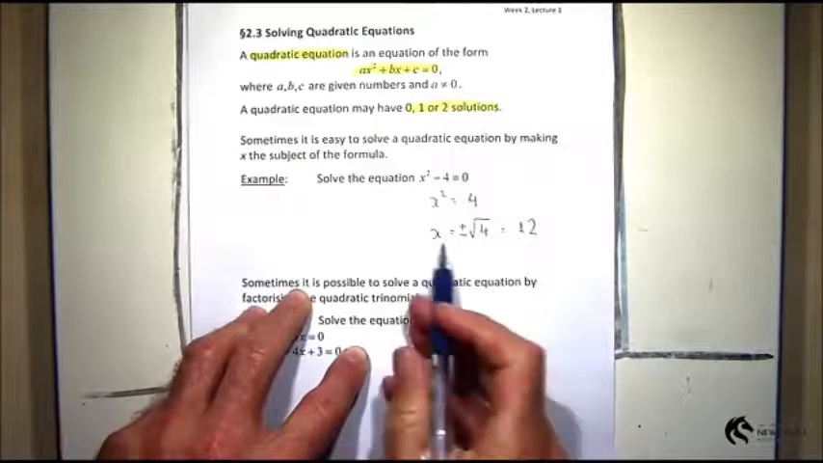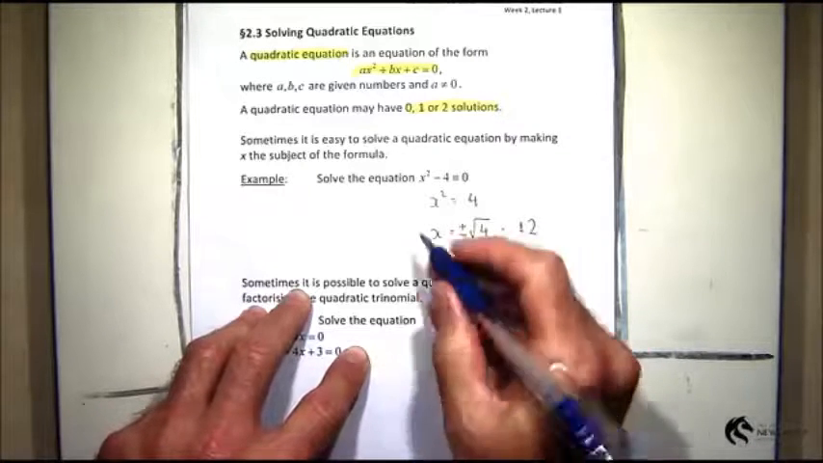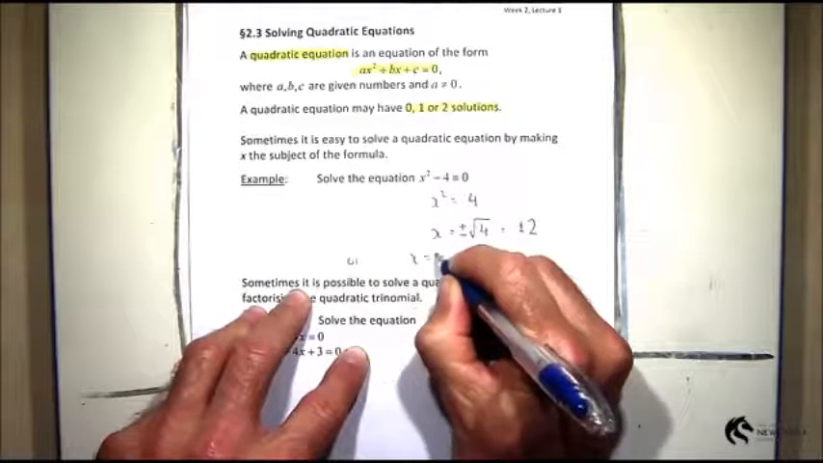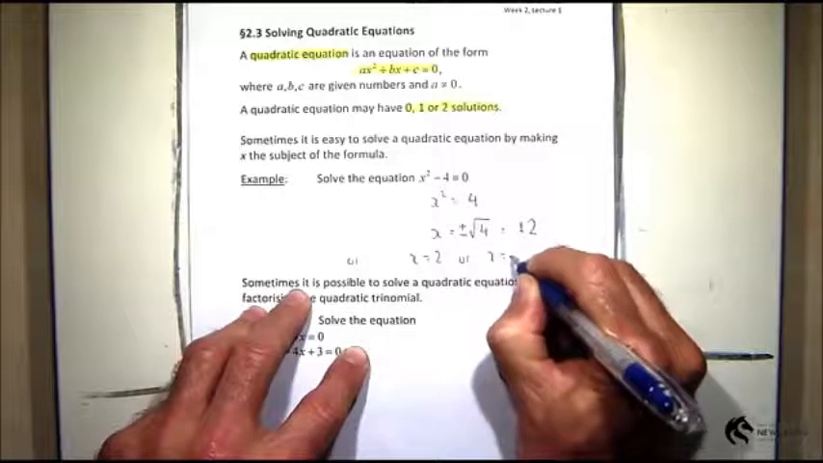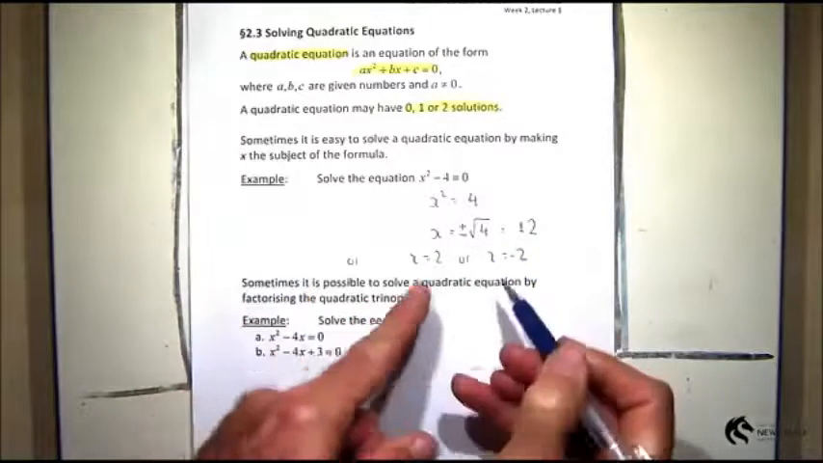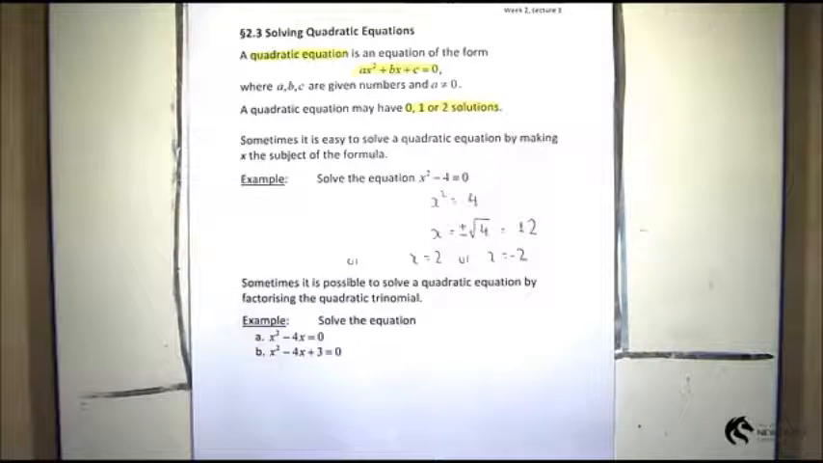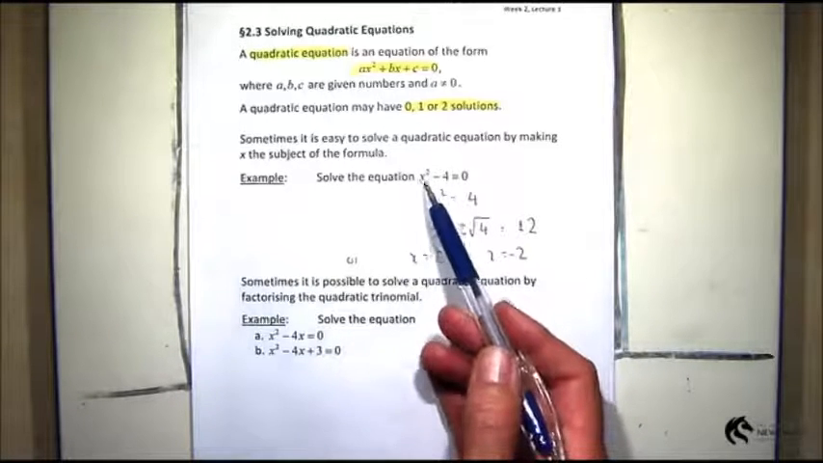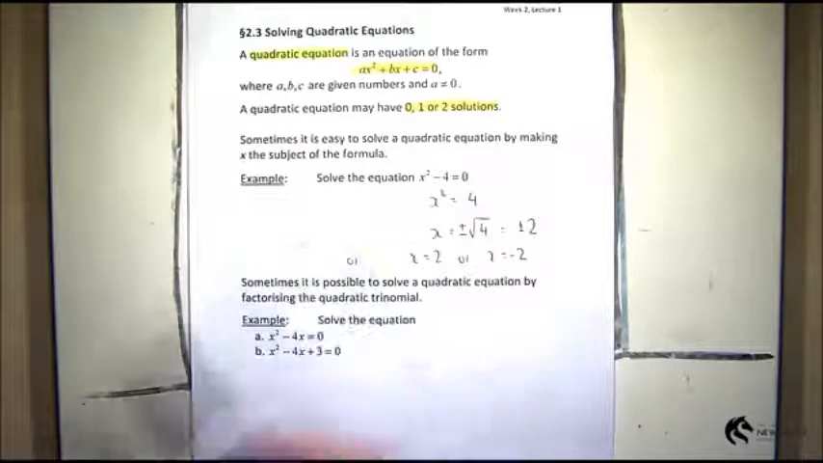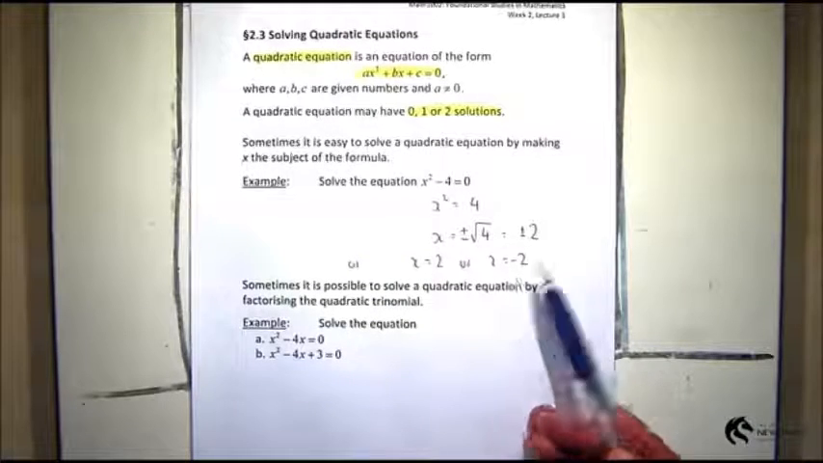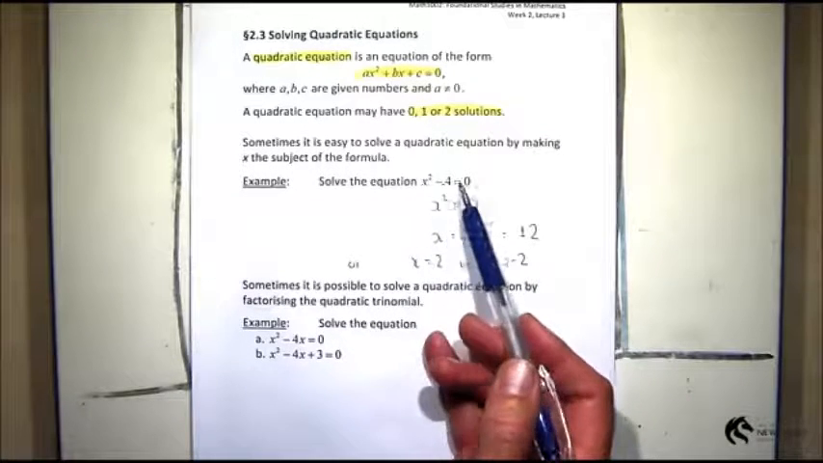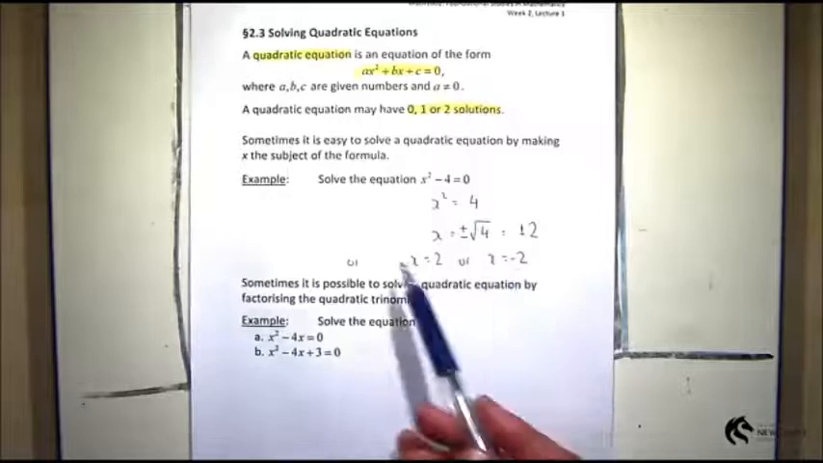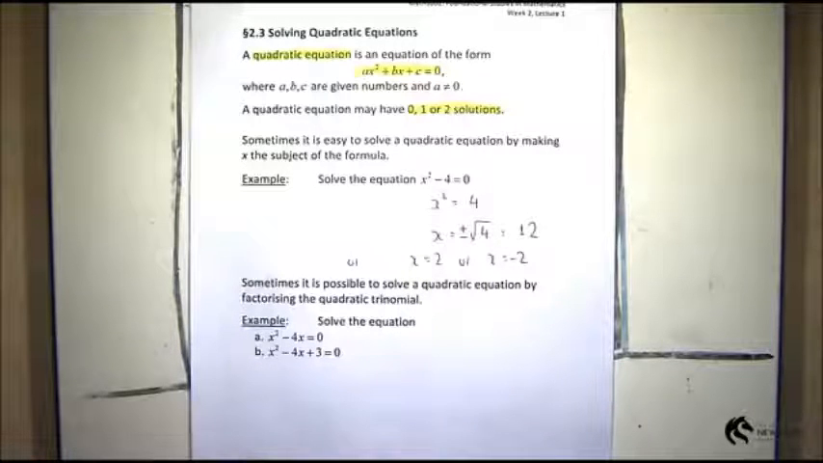So you can write x is equal to plus or minus 2, or you could say x is equal to 2, or x is equal to minus 2. Writing those two things is the same. It just says there are two solutions. And of course, if you go back and check, if I put x equal to 2, 2 squared is 4, 4 minus 4 is 0. Likewise, if I put minus 2 in, minus 2 squared is 4, 4 minus 4 is 0. So both of those numbers work. This is an example of having two solutions.